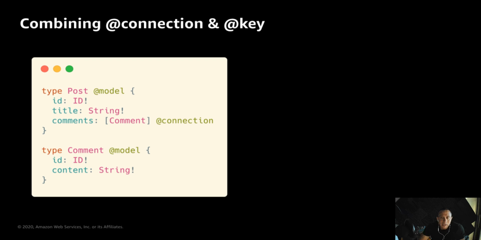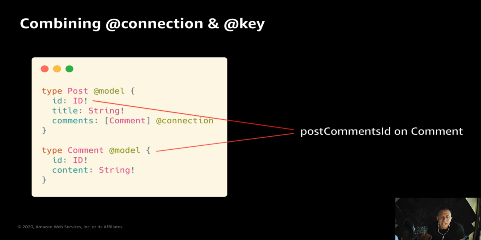Another thing that you might be interested in is combining @connection and @key. And this allows for some really powerful stuff, because then you're creating not only relationships between types, but you're defining how those relationships work. So let's take that common basic example of a one-to-many relationship. So we have a post type with many comments, and a comment belongs to a post.